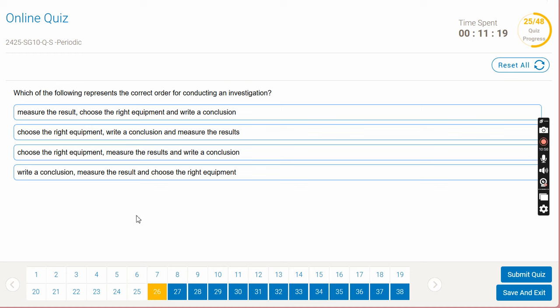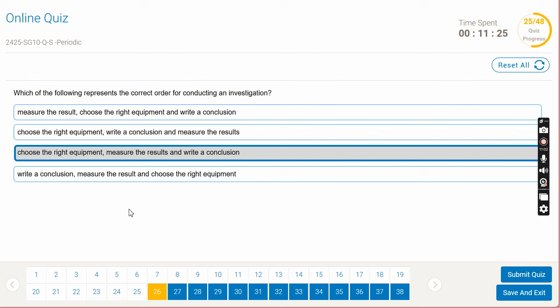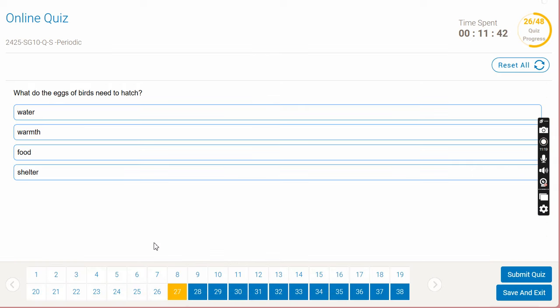Which of the following represents the correct order of conducting an investigation? Choose the right equipment, measure the results, and write a conclusion. So remember, whenever you're measuring liquid, you're not going to put that on a weighing machine. You're going to put it in a flask or in a measuring cylinder, right? So you can see how much is the liquid. If you put it in other measurements, it's going to make it incorrect. And then you measure the results and write a conclusion.